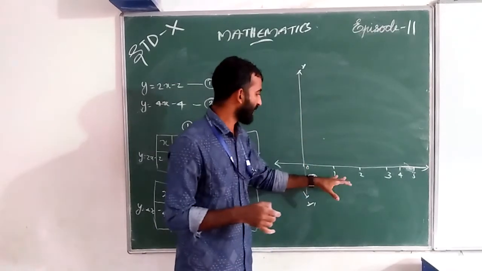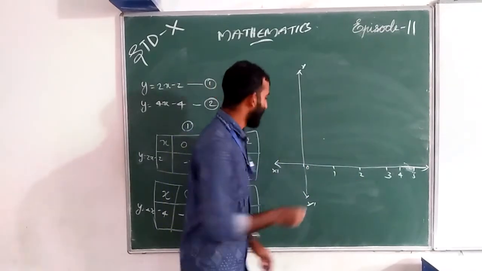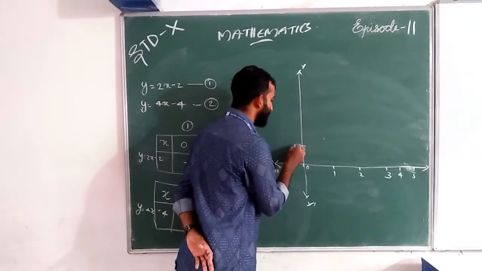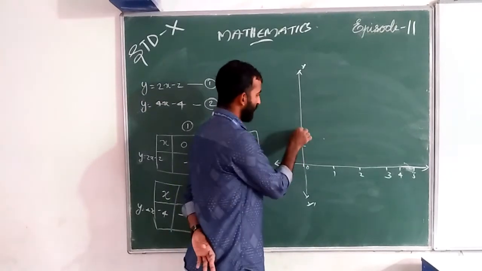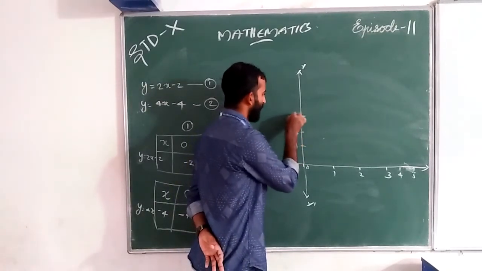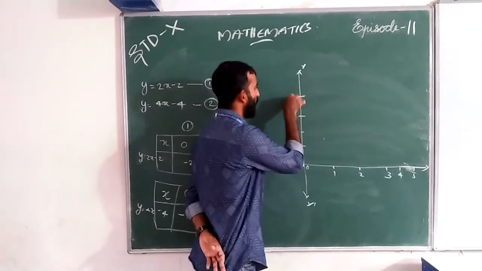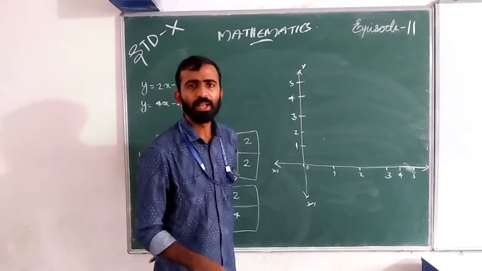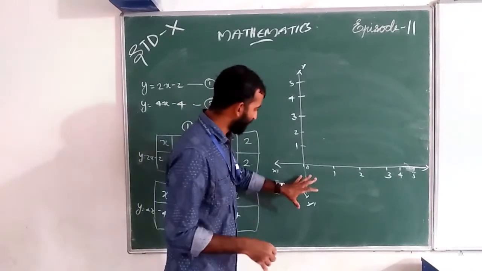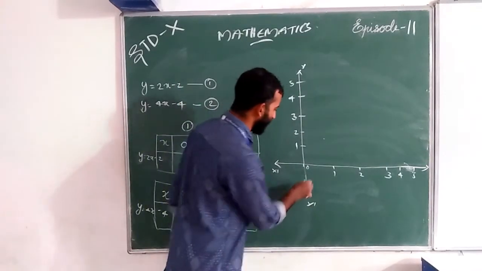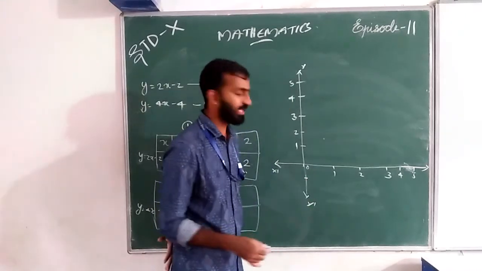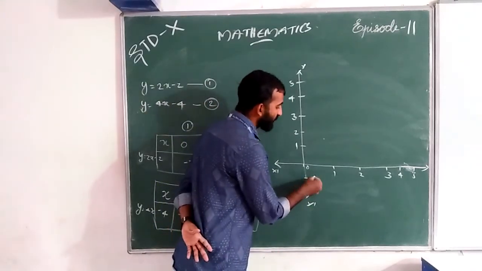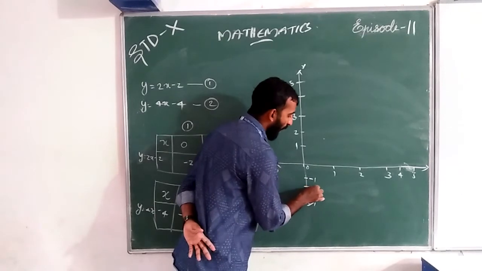This is our x coordinate. Then here is the y coordinate: 1, 2, 3, 4, 5. These are the y coordinates. Here we denote them on the y-dash axis, these are the y-dash coordinates or y coordinates.